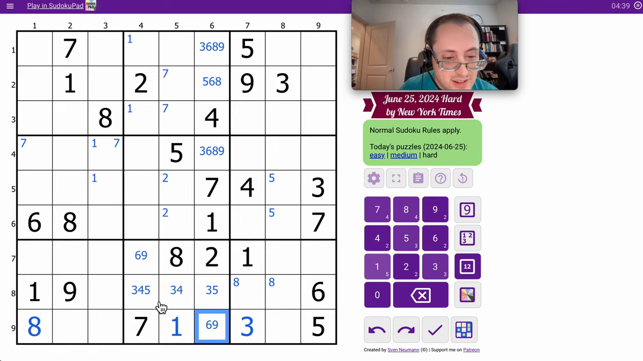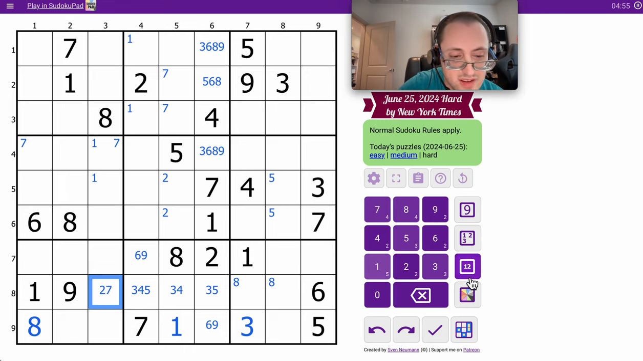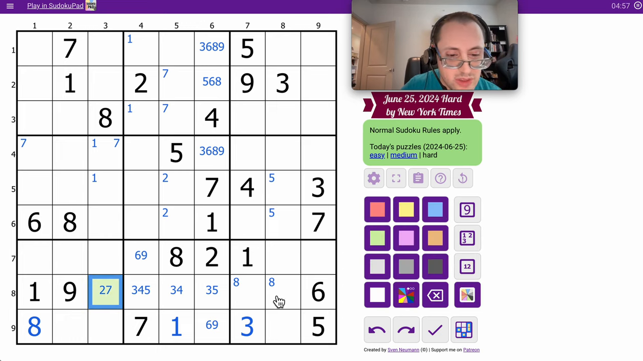But I now have six digits in row 8. The digits missing are 2, 7, and 8. Don't think this is immediately resolved. It isn't.